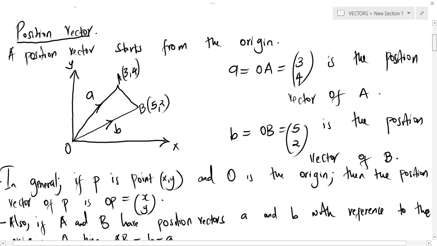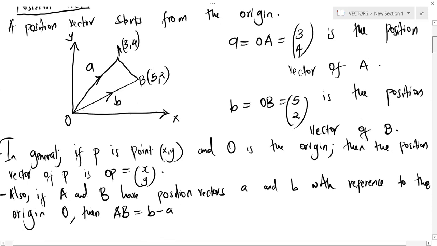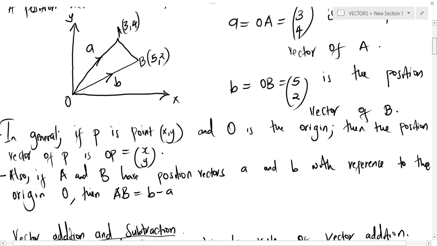So in general, if we have any point P(x, y), and O is the origin, then the position vector of that point, OP, is basically (x, y), because this is how we evaluate vectors. Now, vector OP is basically given by P minus O. So if we already know the value for P, which is (x, y), minus O, which is the center (0, 0), then our answer will just be (x, y). Note, if you're evaluating the vector OP, then it is basically vector P minus vector O.